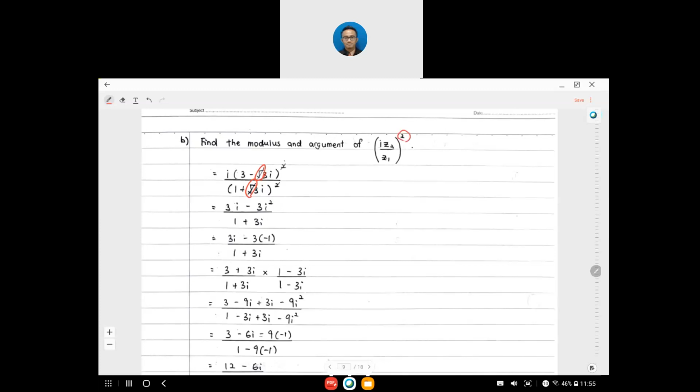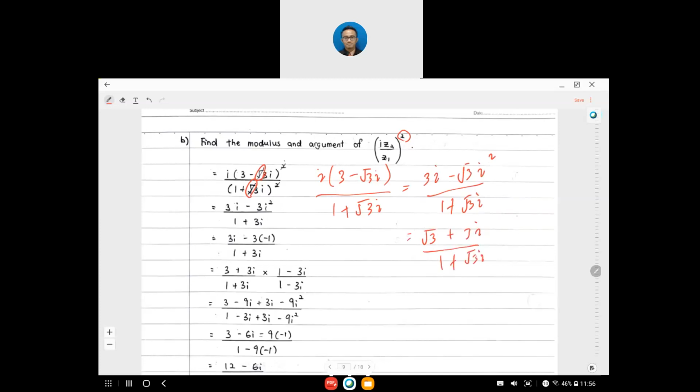Okay, so you can get i(3 minus 3i) divided by 1 plus 3i. Okay, multiply the i inside. When you multiply the i inside, you can get 3i minus 3i squared divided by 1 plus 3i. Okay, so this i squared becomes minus 1, so it becomes 3 plus 3i over 1 plus 3i.